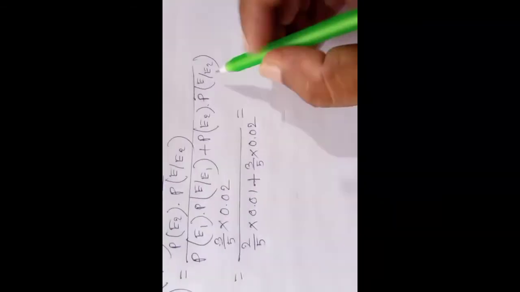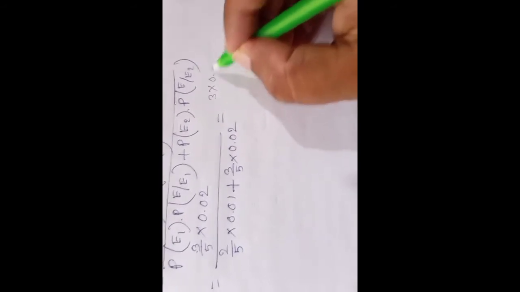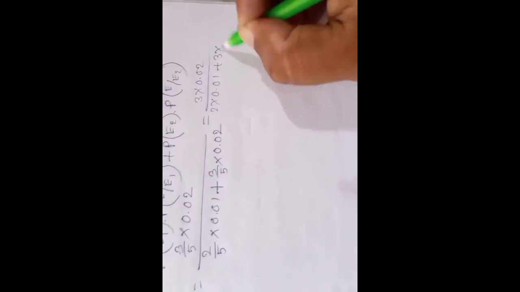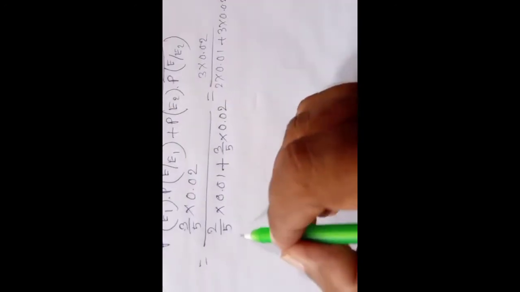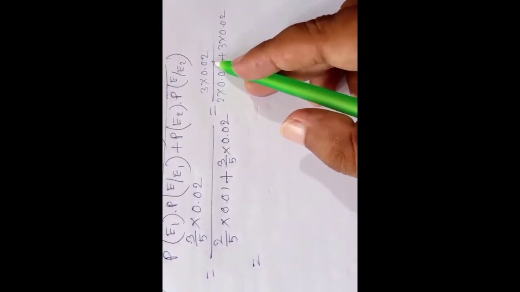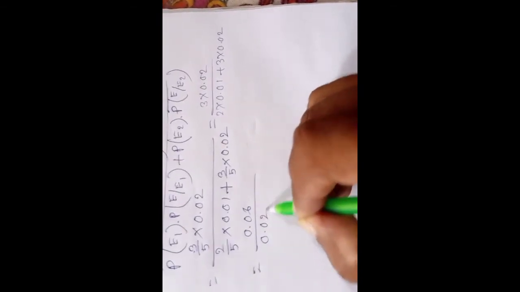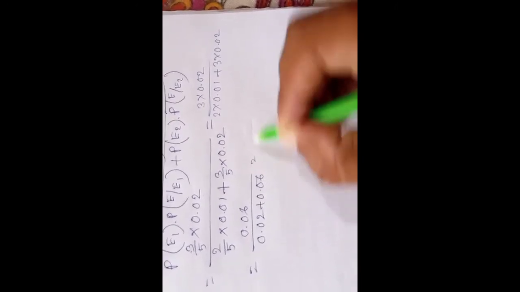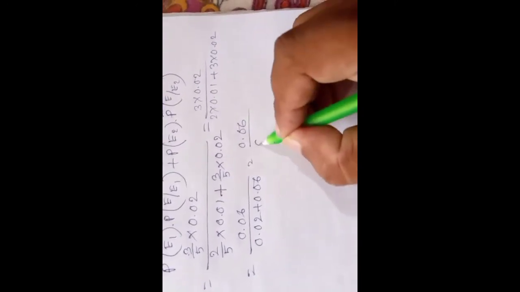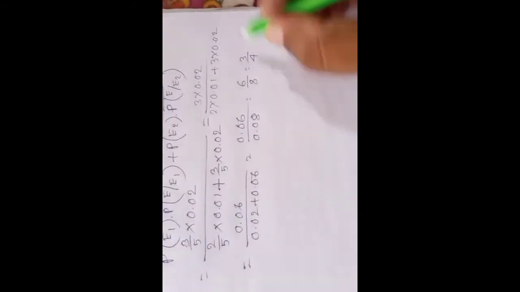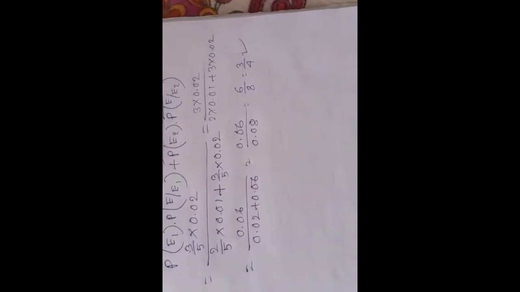Next, moving to the calculation. Here, if we do the calculation, this equals 3 into 0.02 by 2 into 0.01 plus 3 into 0.02. That equals 0.06 divided by 0.02 plus 0.06, that means 0.06 by 0.08, that means 6 by 8, that means 3 by 4. So that will be the answer.